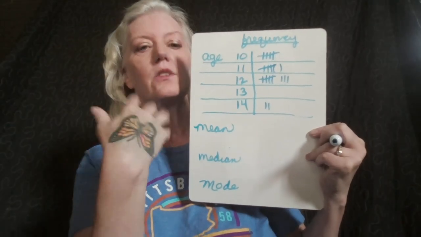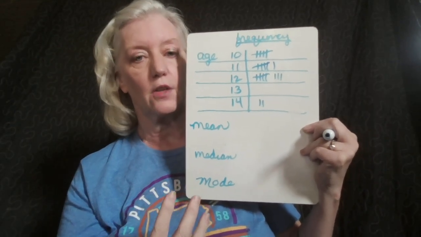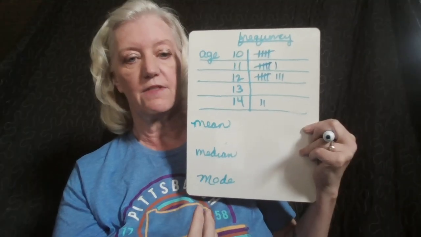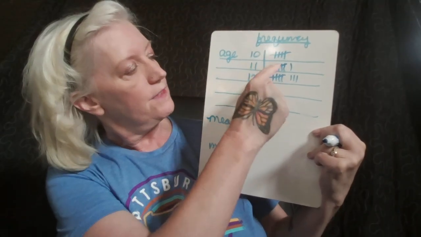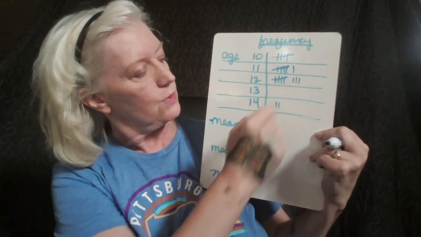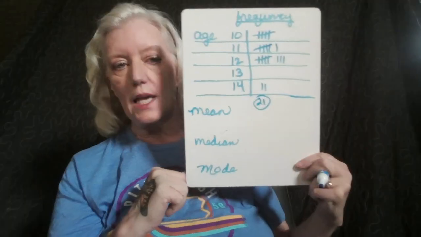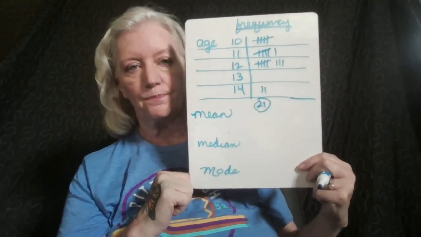You get it? So really, how many numbers are there here? Because mean is add them all up and divide by how many. So we need to count 5, 10, 15, 16, 17, 18, 19, 20, 21. What we know is that there's 21 total. So when we add them all up, we're going to have to divide by 21.